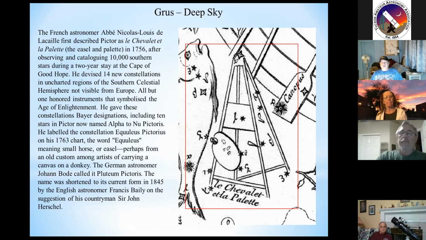He labeled the constellation Equuleus Pictoris in his 1763 chart, which is what you're looking at right there, meaning a small horse or easel, because they used to carry canvas on a donkey. Artists did that. The German astronomer Bode called it Praxiteles Pictoris, and the name was shortened in 1845 to just Pictor on the suggestion of John Herschel.